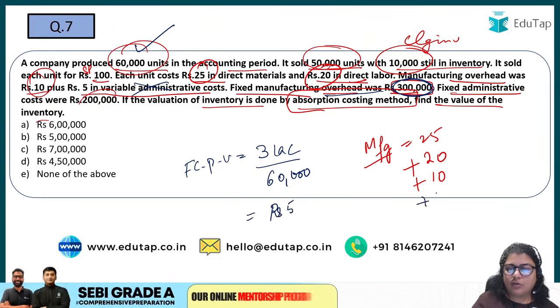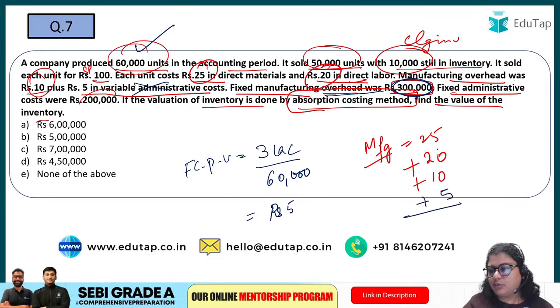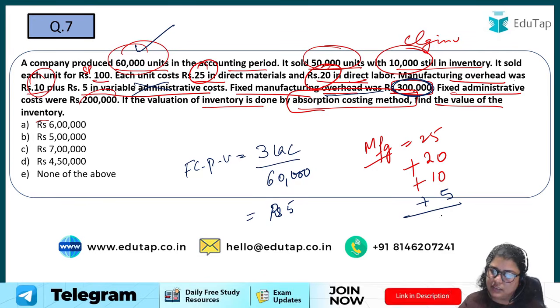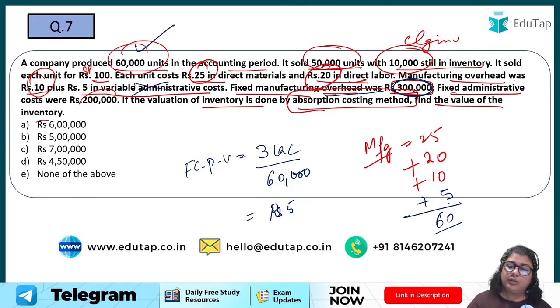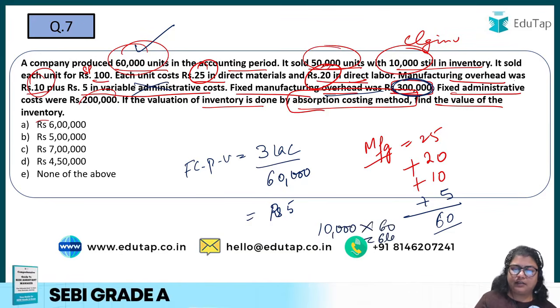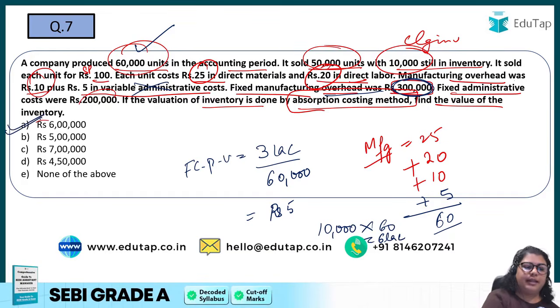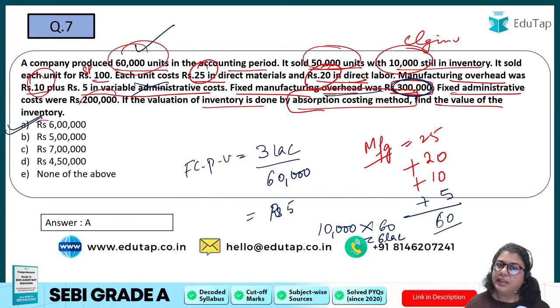So this will also be included. So when you calculate, this will be how much? 30 plus 20, 50, and 55, 60. 60 is the total manufacturing expenses according to the absorption costing method. So how will you calculate the closing inventory? 10,000 into 60 rupees. So that means 6 lakh. 6 lakh is the correct answer. Option number A.